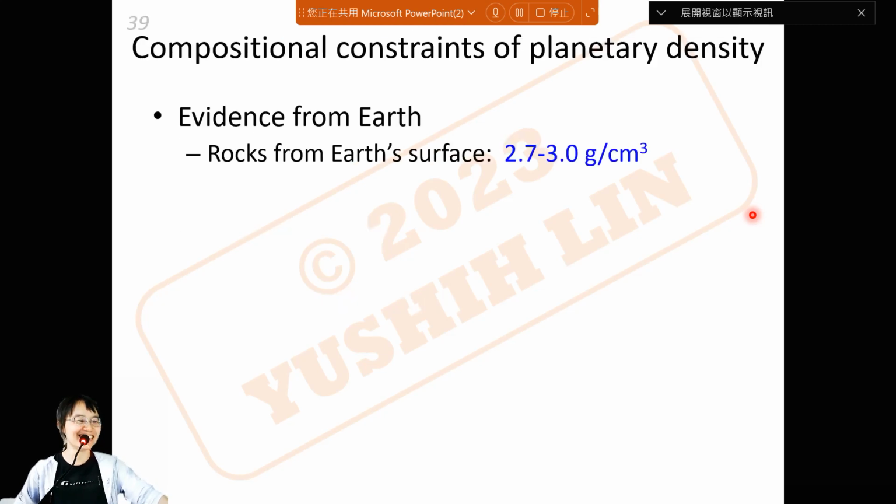Planetary composition. Of course, we have some evidence from the Earth. The density of Earth's surface is 2.7 to 3.0 grams per cubic centimeter. If any of you will work on sediment in the future, this is a number you should remember, 2.7. Because when you calculate the volume of sediment, you need to hypothesize its density. And the density we usually use is this value, 2.7.